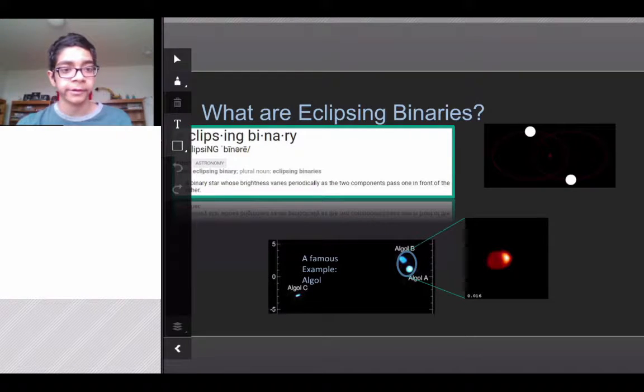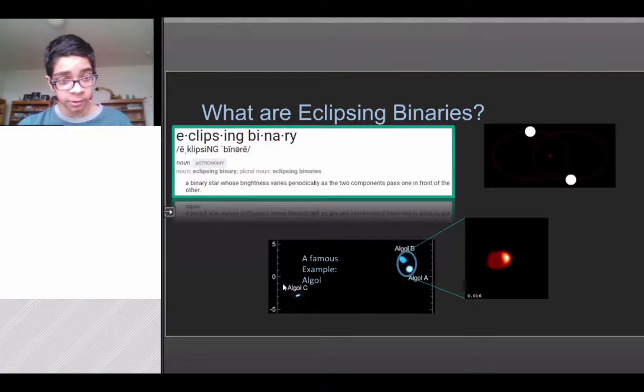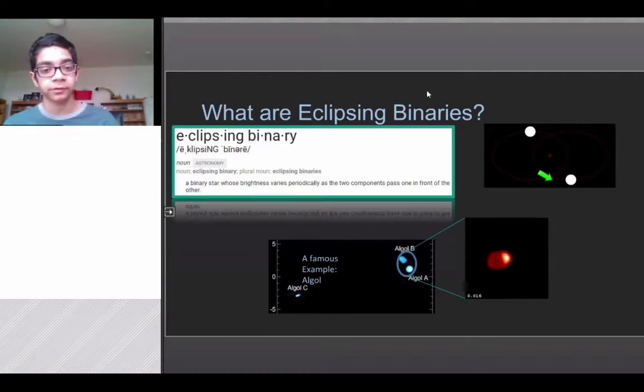Binaries are stars, a system of two stars whose brightness varies periodically as the two components pass one in front of the other. So this is just a diagram of such a system. You can see the path of the first star, then the second star, and right along this line is where you would see those stars passing in front of each other.